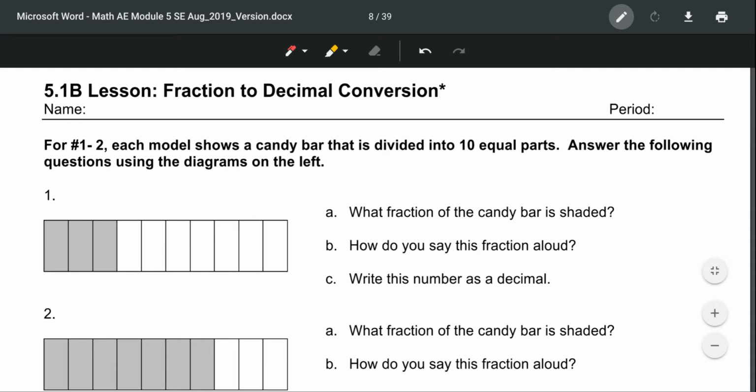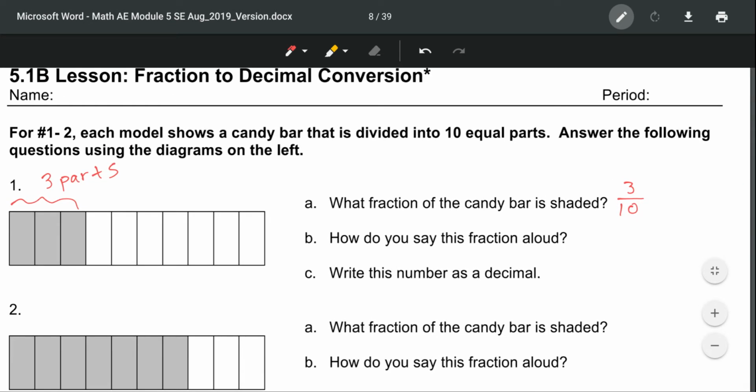So in number 1, it says, what fraction of the candy bar is shaded in? So you have a bar model, or they call this a candy bar, that's broken into 10 parts. In this case, there are 3 gray regions. So there are 3 parts out of the total of 10 parts that are shaded in. So what fraction would be shaded in? There would be 3 out of 10. So your fraction is 3/10. Okay, so how you say the fraction out loud, you would say it's 3/10.